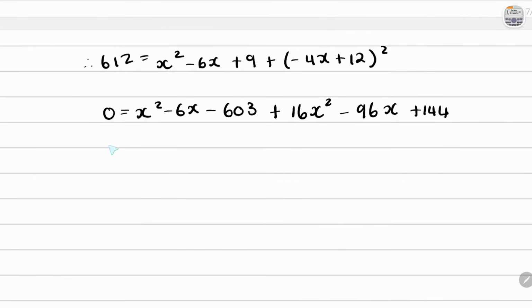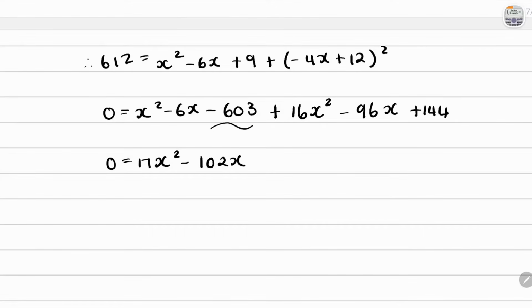Okay, and then we can just simplify. 0 is equal to, and so we're adding these two together. So that gives you 17x squared. And let's see, this and this. Okay, that's like saying 96 plus 6. 6 plus 6 is 12. That's 10. So 102. So that gives you negative 102x. And we're done with that.